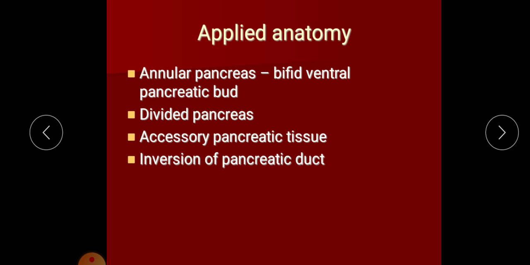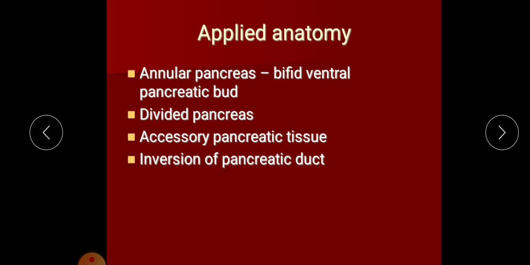Second is divided pancreas. What do you mean by the term divided? It means there is failure of fusion of these two, the ventral and dorsal pancreatic buds. That is what is termed as divided pancreas. Then you can also see accessory pancreatic tissue present somewhere else, that is at the walls of the duodenum, Meckel's, everything. So in certain regions you find accessory pancreatic tissue may be present in the gallbladder, the lower part of the esophagus. There are certain regions where you find accessory pancreatic tissue.